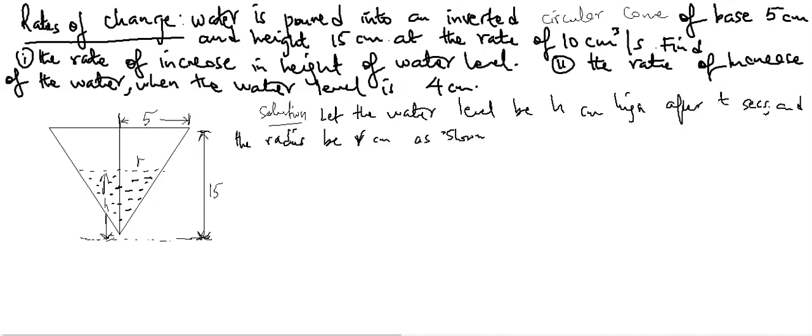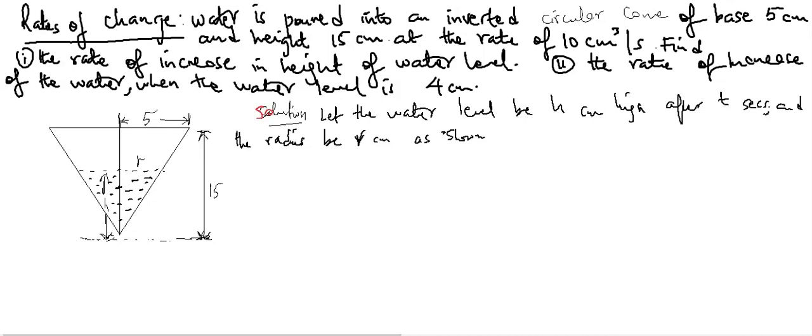We want to look at rates of change, and the example that we want to discuss is: water is poured into an inverted circular cone of base 5 centimeters and height 15 centimeters at the rate of 10 cubic centimeters per second. Find 1, the rate of increase in the height of the water level, and 2, the rate of increase of the water when the water level is 4 centimeters.